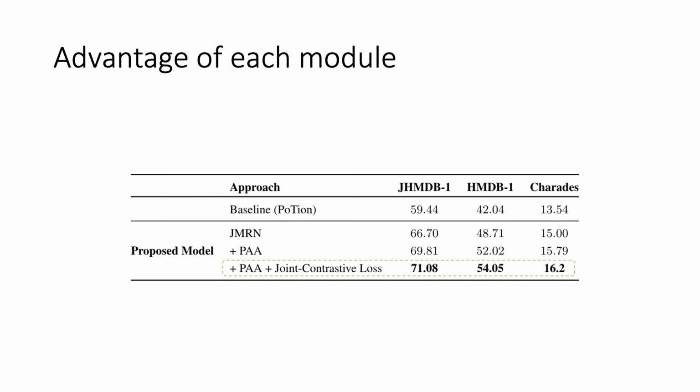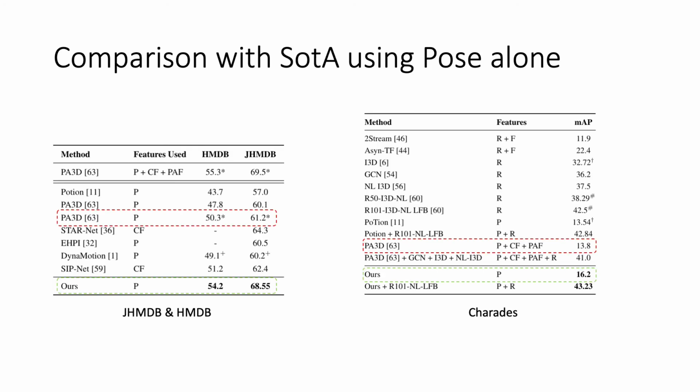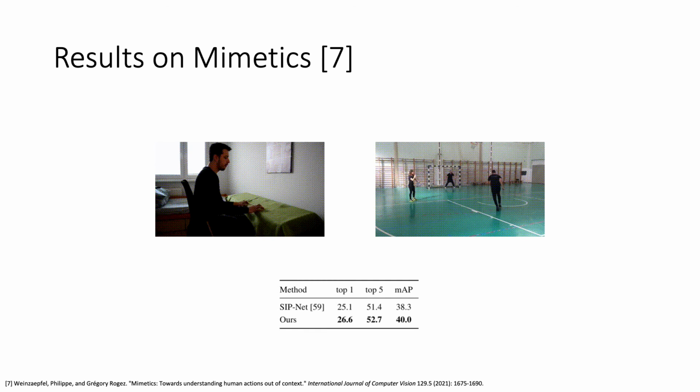We see that the use of JMRN, pose-aware augmentation, and the joint contrastive loss leads to consistent improvements. Next, we compare our approach to the recent state-of-the-art which make use of pose information. We see that we outperform the state-of-the-art which use pose alone by a significant margin on all the three datasets. As alluded to earlier, the use of pose information can help the model be robust to scene and object biases. Mimetics is a dataset proposed to evaluate an action recognition model on out-of-context actions. Our proposed approach outperforms the previous baseline on this dataset.